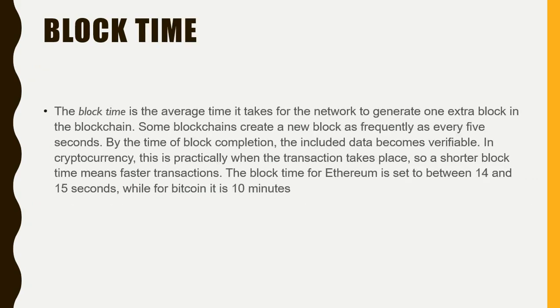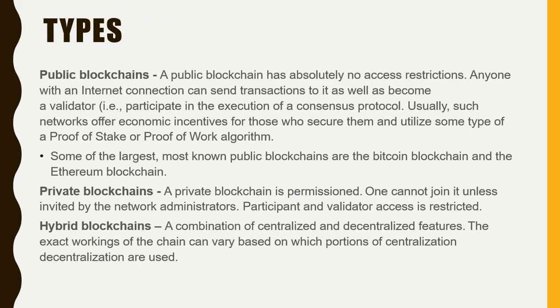Now let's study what the block time is. The block time is the average time it takes for the network to generate one extra block in the blockchain. Some blockchains create new blocks as frequently as every 5 seconds. By the time of the block completion, the included data becomes very verifiable. In cryptocurrency, this is practically when the transaction takes place. So a shorter block time means faster transactions. The block time for Ethereum is set to between 14 and 15 seconds, while for Bitcoin it is 10 minutes.